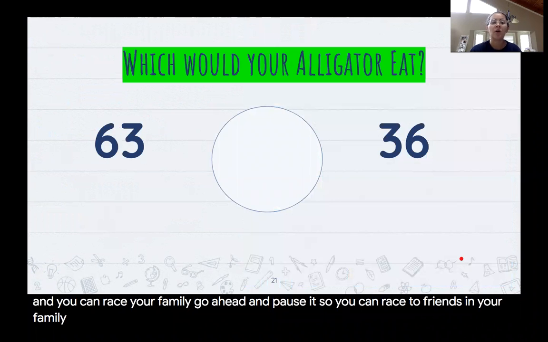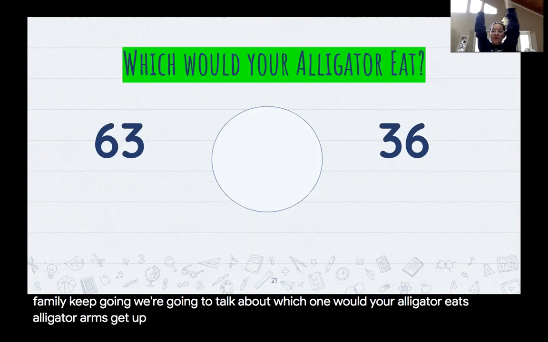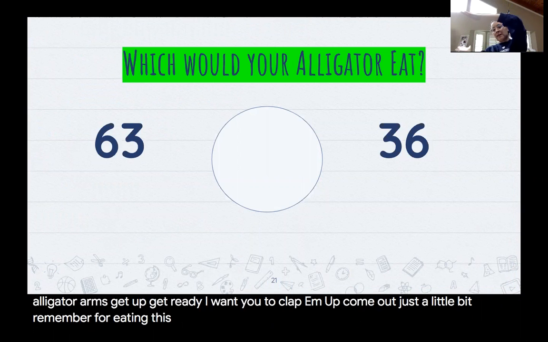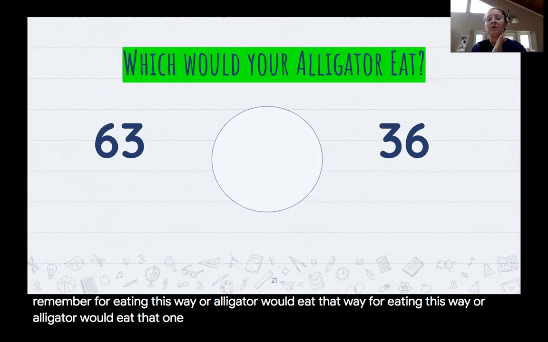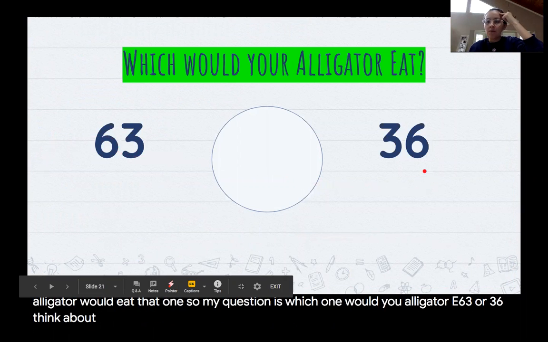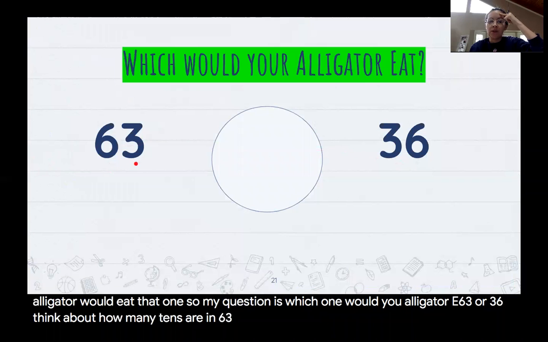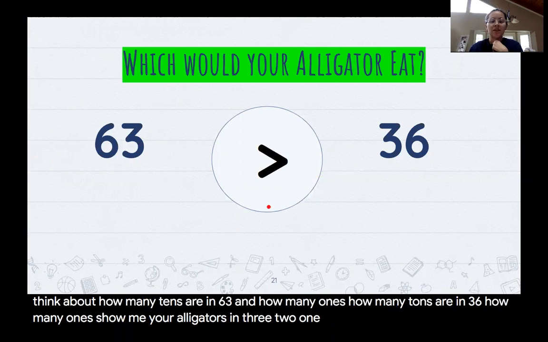All right, we're going to keep going, and we're going to talk about which one would your alligator eat. So alligator arms, get up, get ready. I want you to clap them out just a little bit. Remember, if we're eating this way, our alligator would eat that way. If we're eating this way, our alligator would eat that way. So my question is, which one would your alligator eat? 63 or 36? Think about how many 10s are in 63 and how many 1s. How many 10s are in 36? How many 1s? Show me your alligators in 3, 2, 1. Boom, you're correct. It would eat 63.